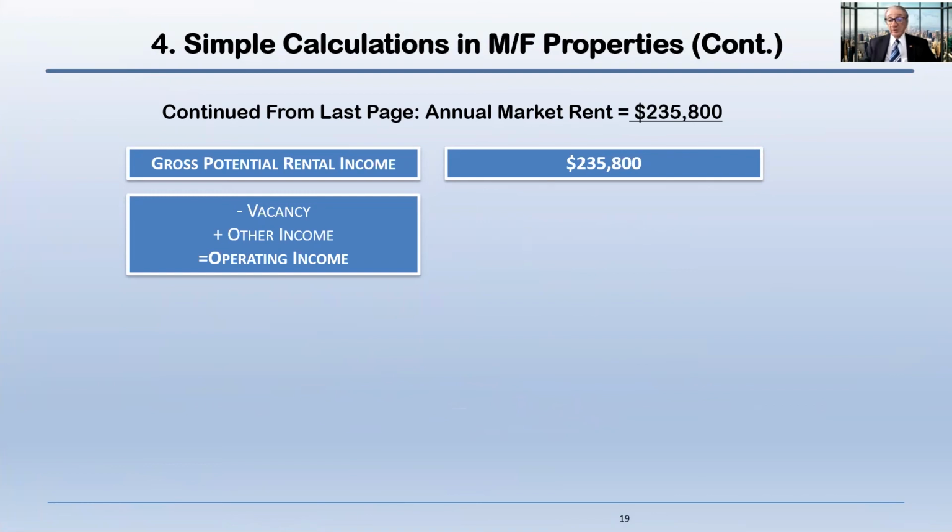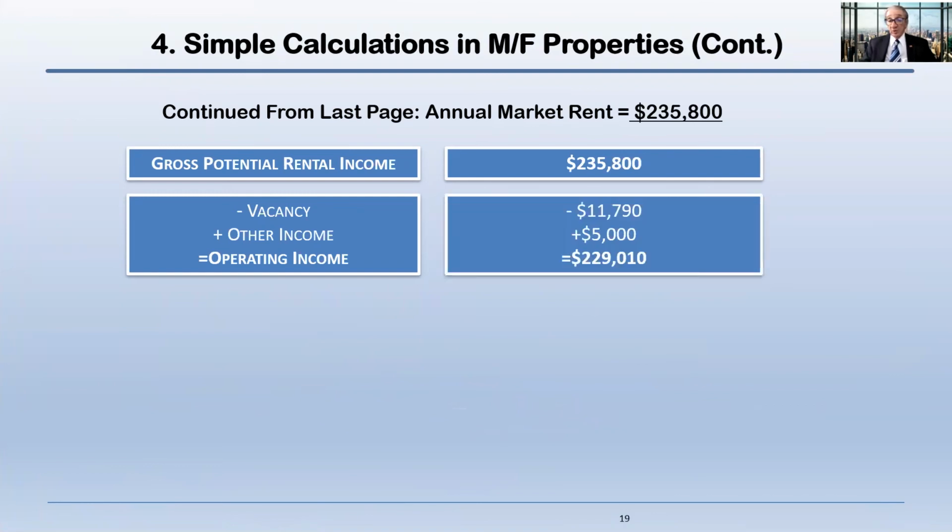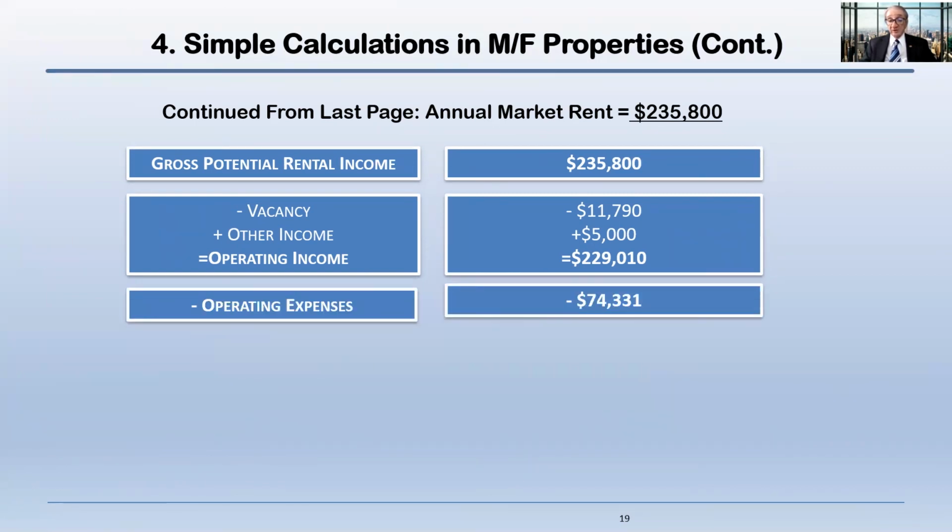So the gross potential rental income was $235,800. Subtracted the 5% of that, came up to 11,790. That's for vacancy. And then added back an income from the laundry. That gave us the operating income, the real income that you can take to the bank. It's $229,000 and change. And then we subtracted the operating expenses.